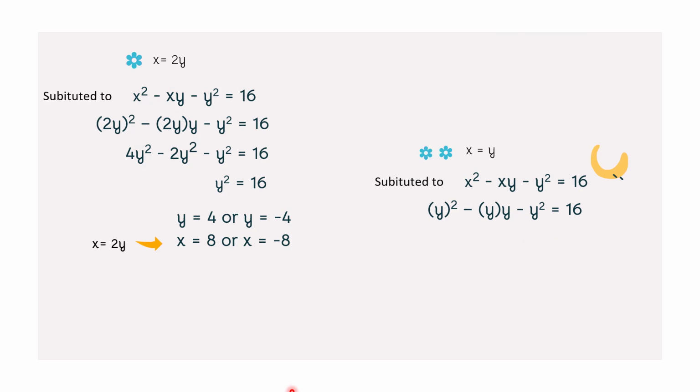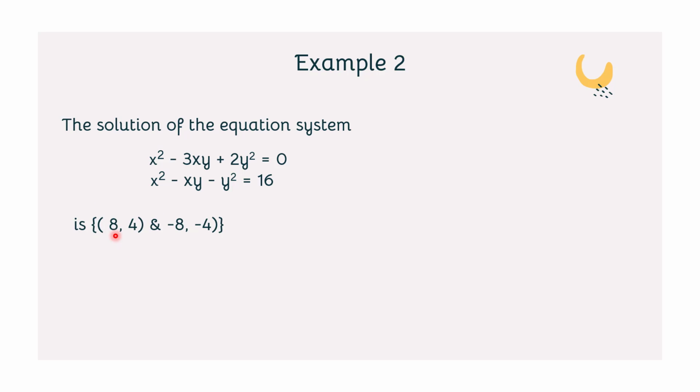For the second equation, x equals y, we do the same thing. We substitute it into x squared minus xy minus y squared equals 16. When we simplify this equation, we get minus y squared equals 16. Since a perfect square cannot be a negative number, y squared cannot be minus 16, so from this possibility we don't have any answer. So in conclusion, we only have two pairs of points, that is 8, 4 and minus 8, minus 4.